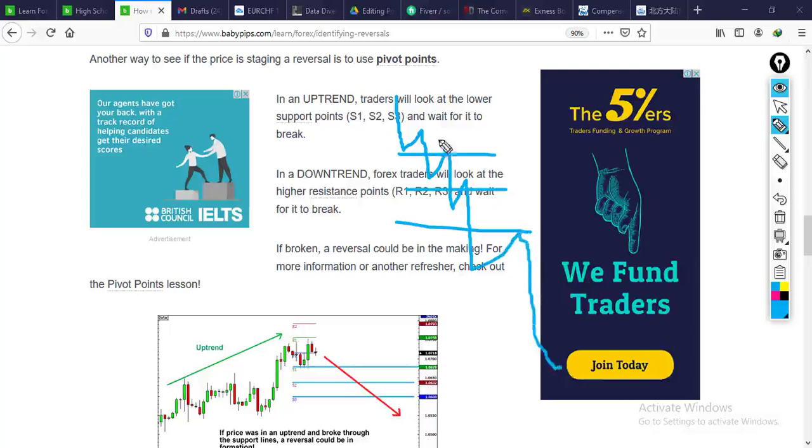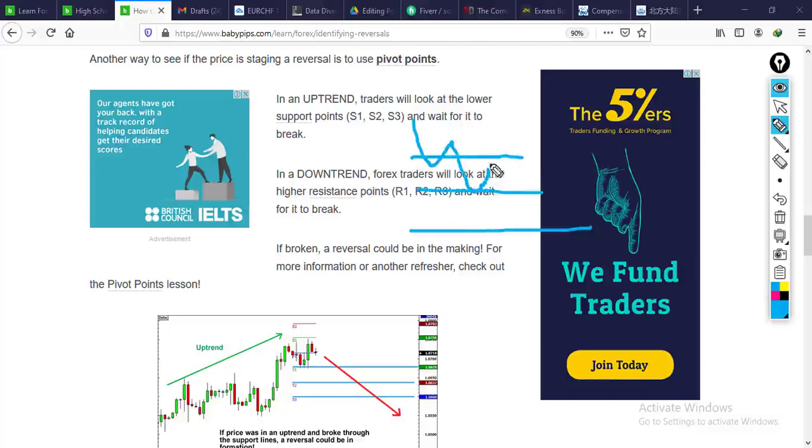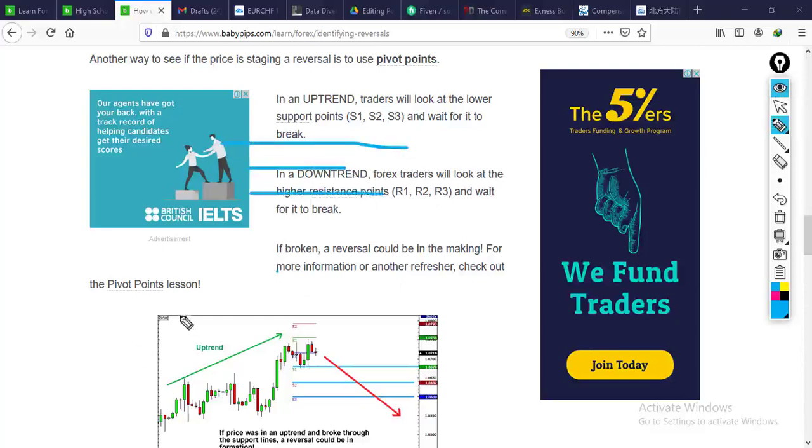Price will just continue down. The trend has changed. But if it doesn't break support one or two and it finds strength, support here, like this, then we are continuing in the uptrend. This is just a retracement, then a new high, previous high, a new high. And if it's in a downtrend, traders will first look at the higher resistance points, one, two, three, and wait for the pullback, the retracement.